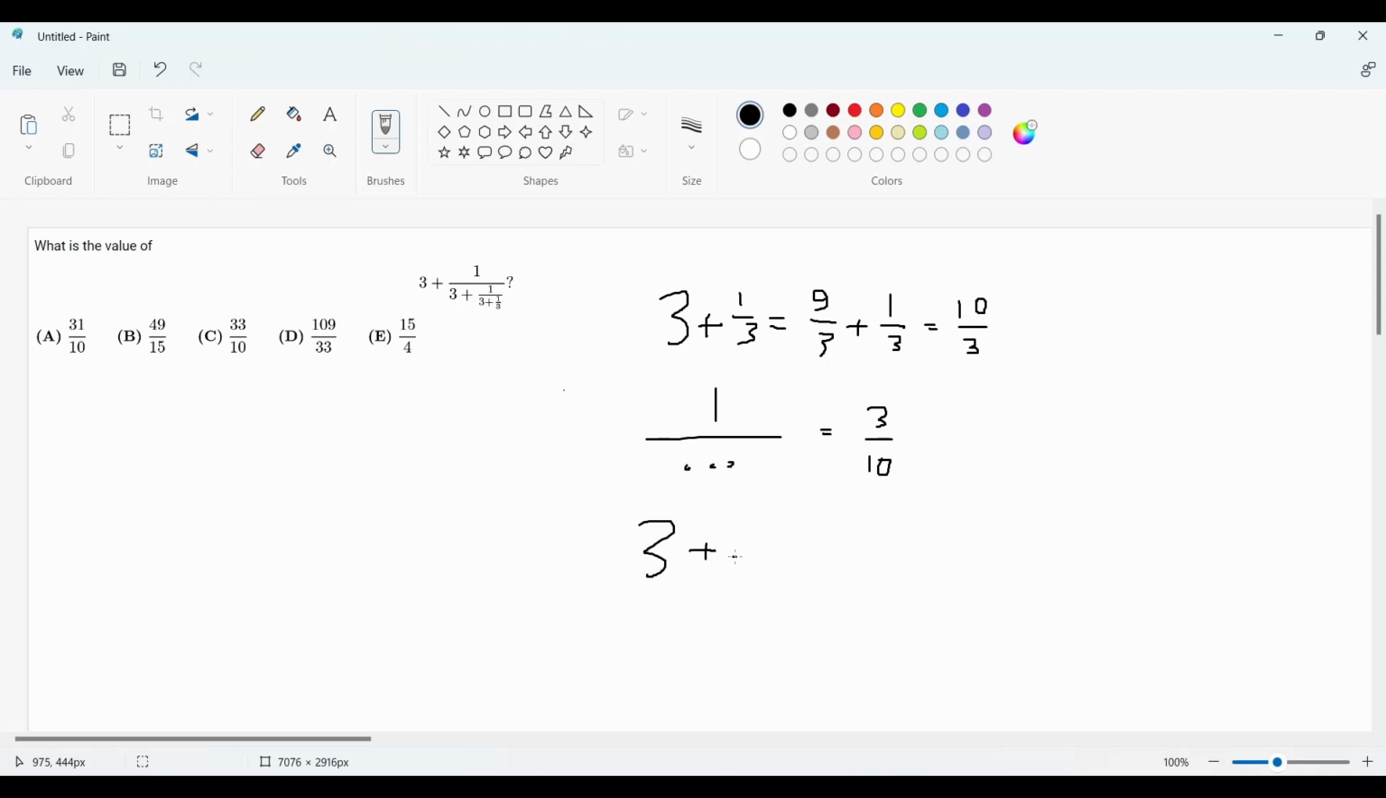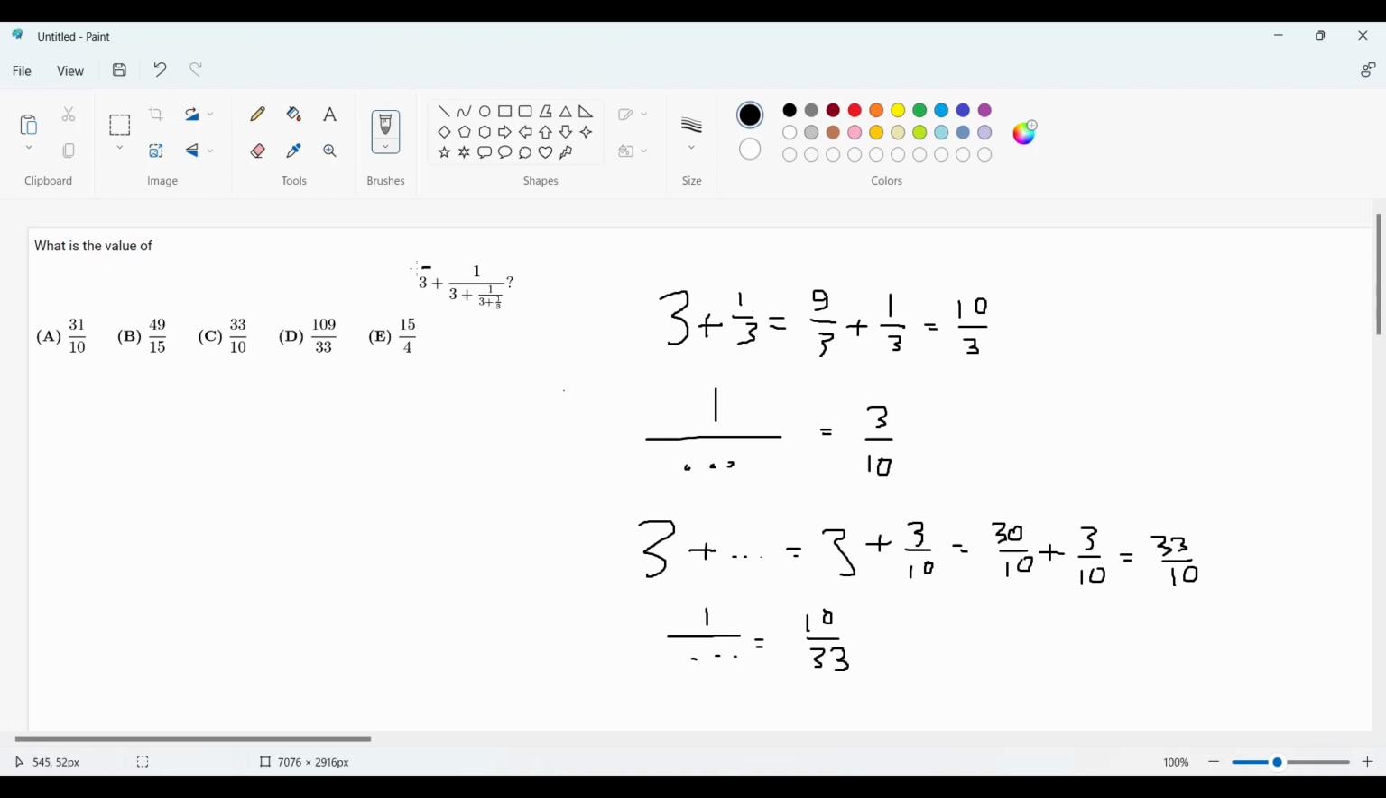3 plus all of that is going to be 3 plus 3/10, which is equal to 30/10 plus 3/10. And that is 33/10. And again, this quantity is inside a reciprocal, and so 1 over all of that is equal to 10 over 33.